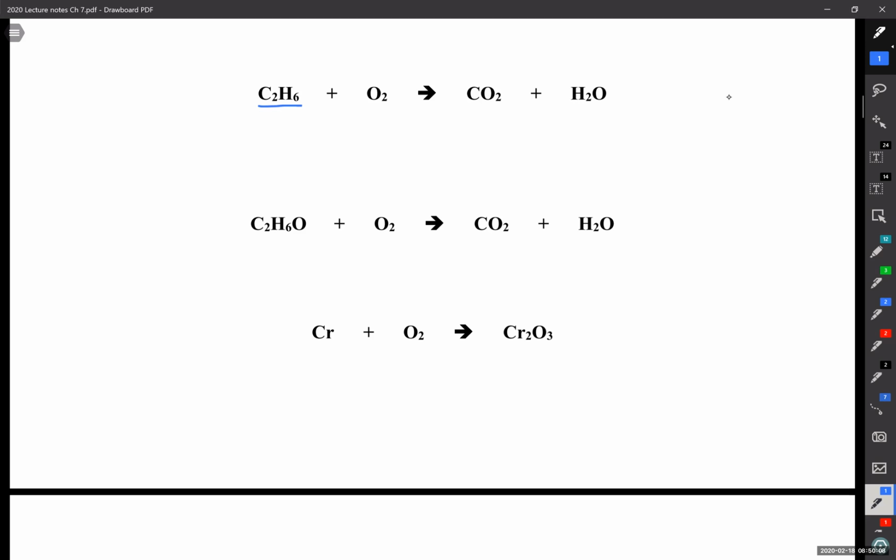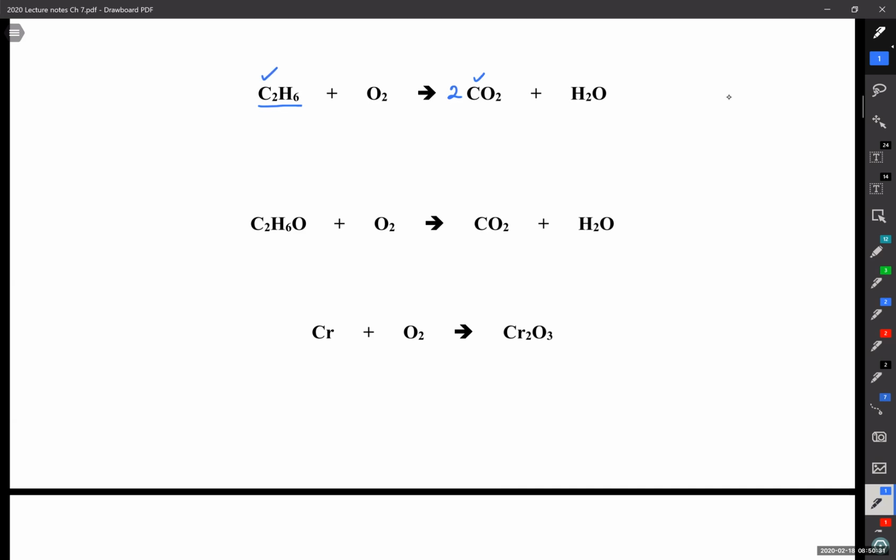Hydrogen and carbon. Hydrocarbon, yeah. That gets its name. These scientists are so tricky. So how many carbons do I have on the left side? How many CO2s do I need? So that's that.